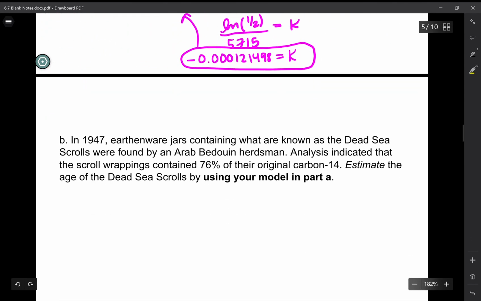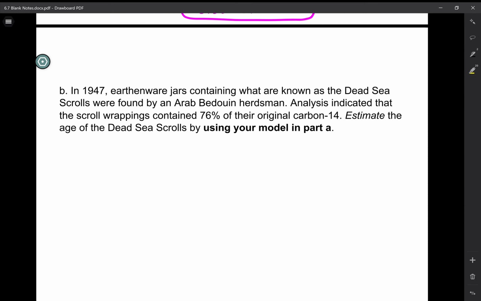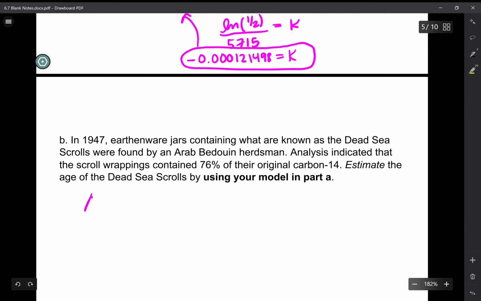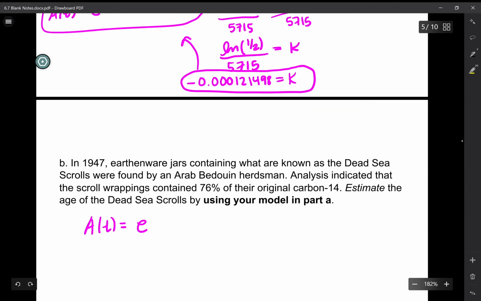All right, now that we have this great model for carbon-14, let's go ahead and use it in a story problem. In 1947, earthenware jars containing what are known as the Dead Sea Scrolls were found by an Arab herdsman. Analysis indicates that the scroll wrappings contain 76% of their original carbon-14. So we're going to estimate the age of the Dead Sea Scrolls by using our model we found in part A. Let's rewrite it down here. Our model was A of t equals e to the negative 0.000121498 t. So we're going to use this to estimate the age.